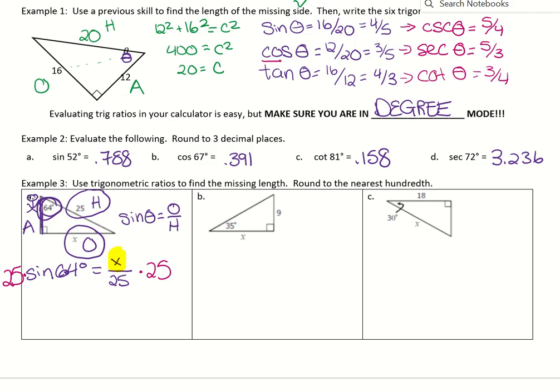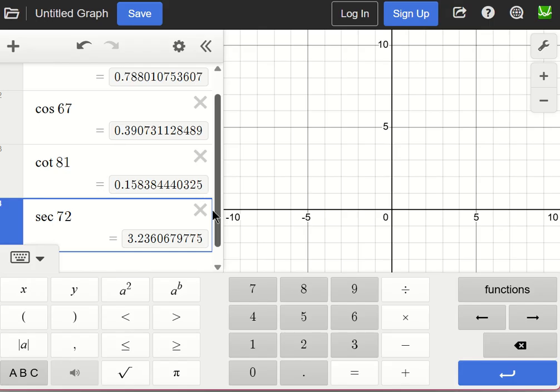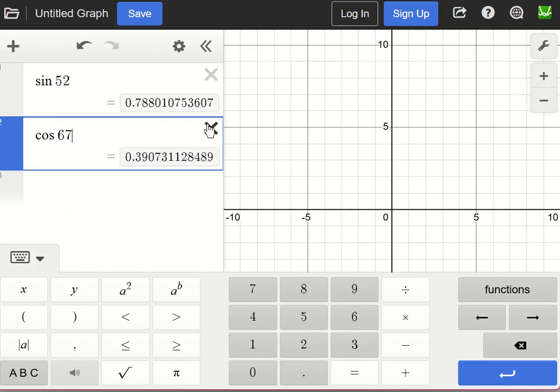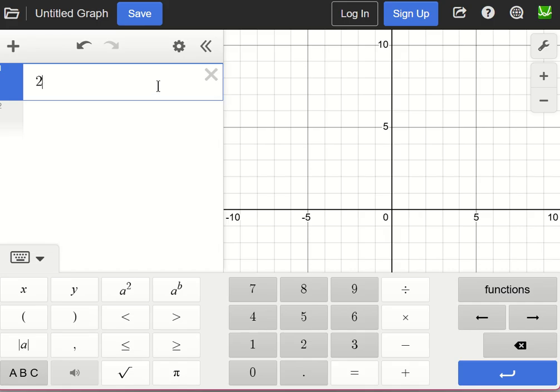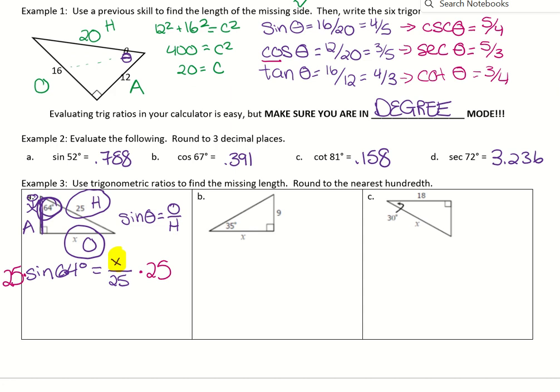You can go to your calculator and do that. 25 times the sine of 64. Let me clear this out. 25 times the sine of 64, and we're still in degree mode. And so we get that that missing side is 22.47. So 22.47 is equal to x.